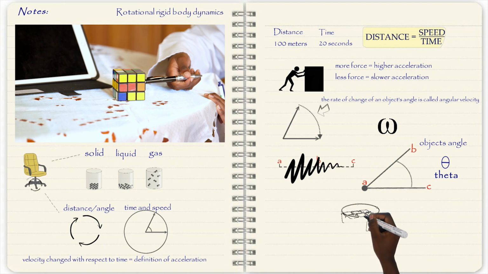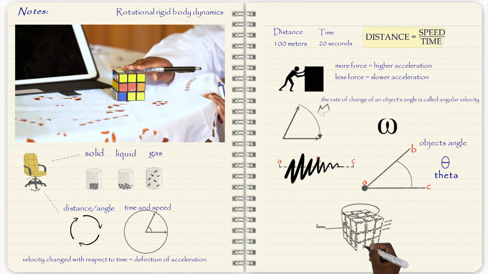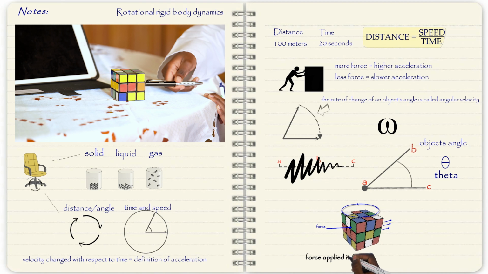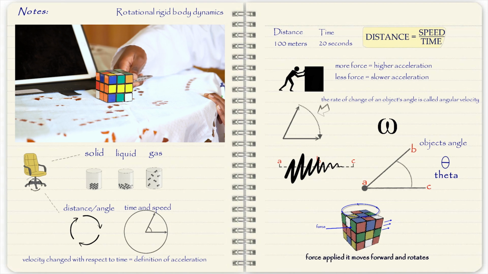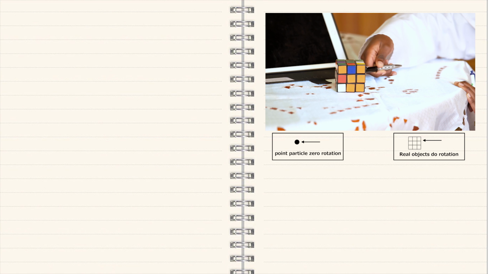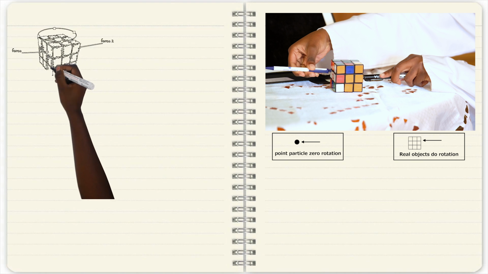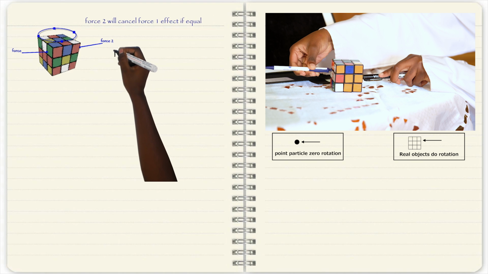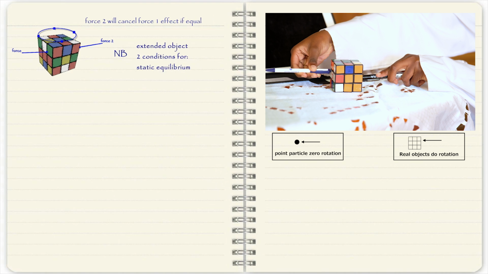The difference between a point and an extended object is that the extended object can rotate. If you apply a force off center, it will cause the object to accelerate, but it will also rotate. What if I do this? You can now see that an extended object has two conditions for static equilibrium to cancel the translational movement and rotational movement.